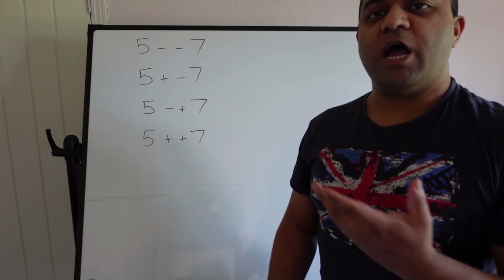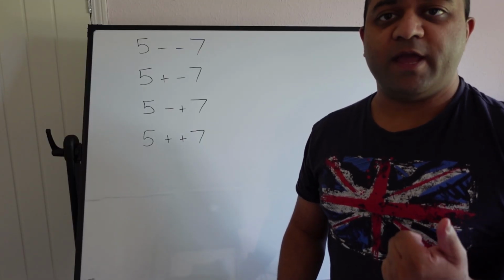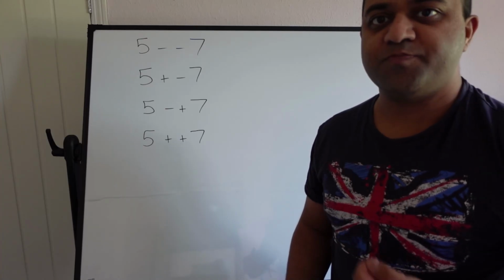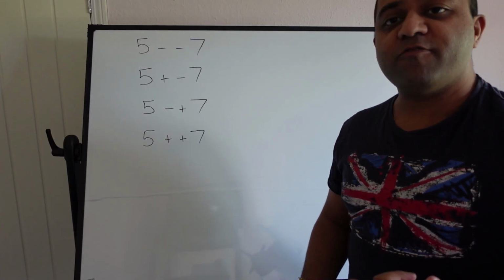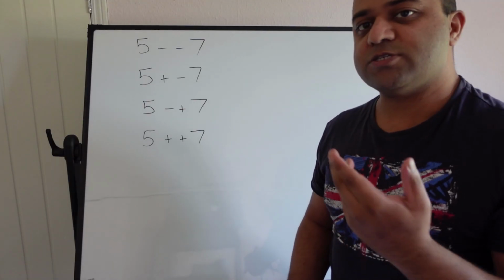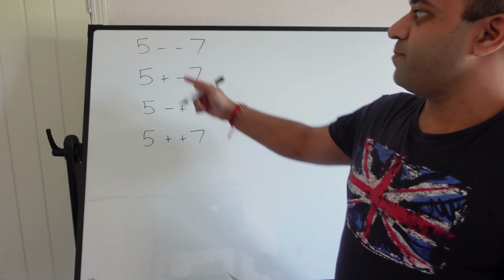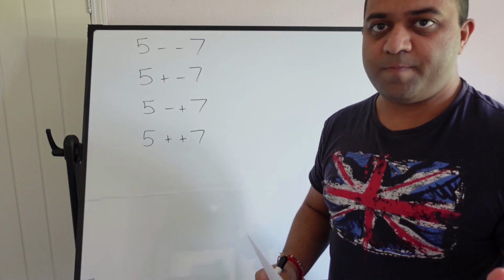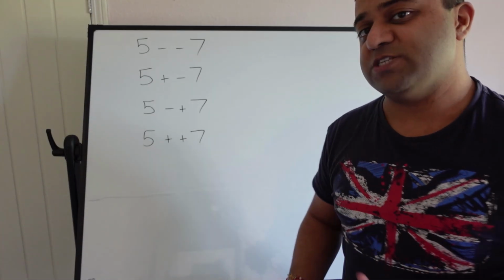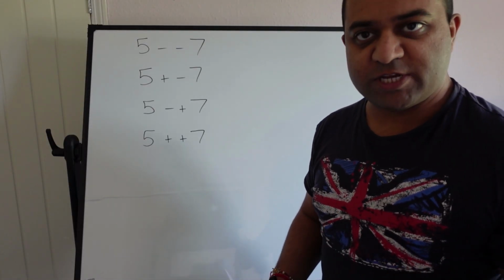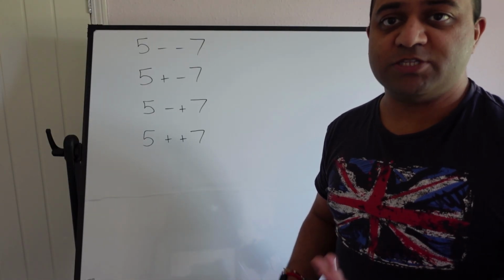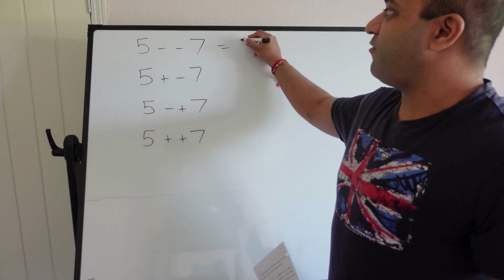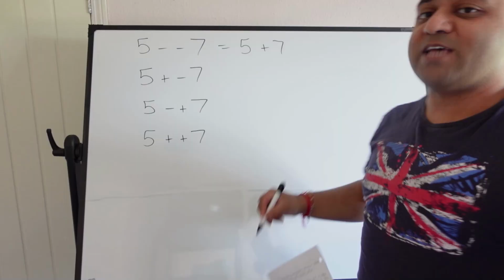Okay, I have 4 examples on the board where we have the 4 combinations of positive and negative signs. So let's start with 5 take away minus 7. So you'll notice that this minus minus has been written without the bracket that we saw in the previous example. Yet the rule is still the same. Because there are two minus signs touching or next to each other, this is equivalent to 5 plus 7, which results in 12.